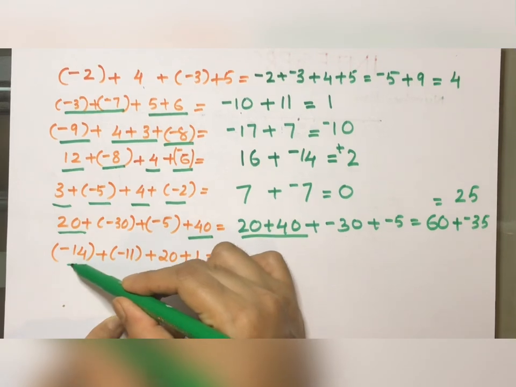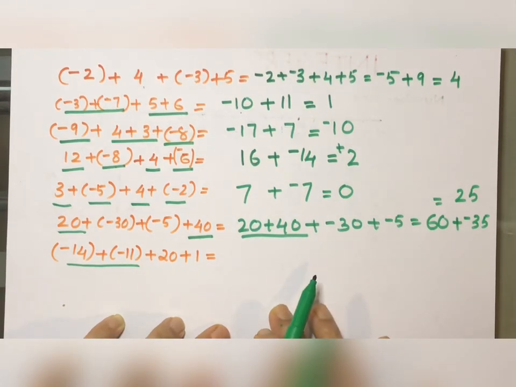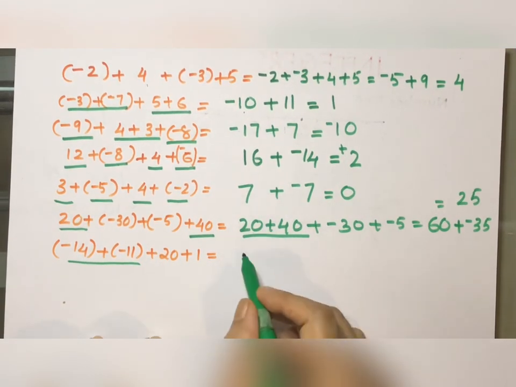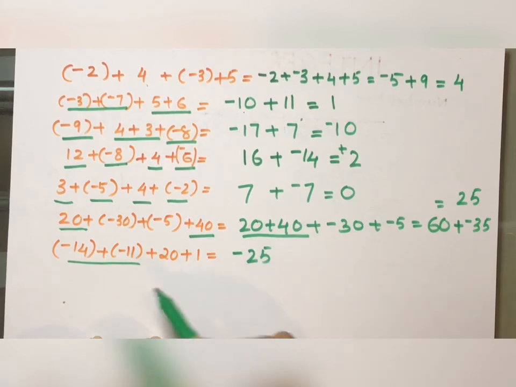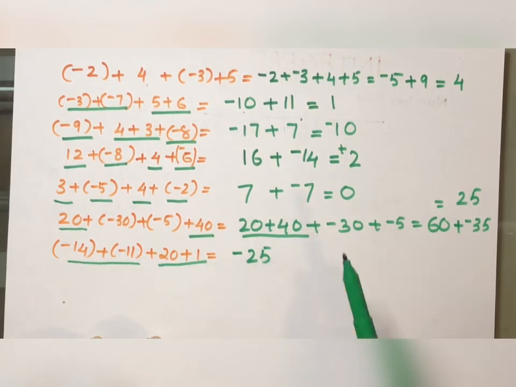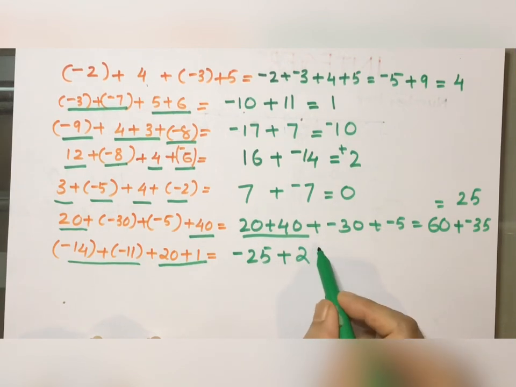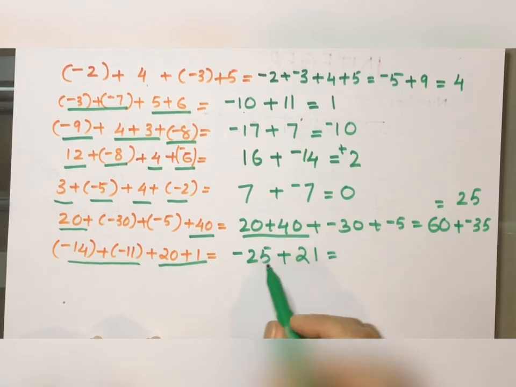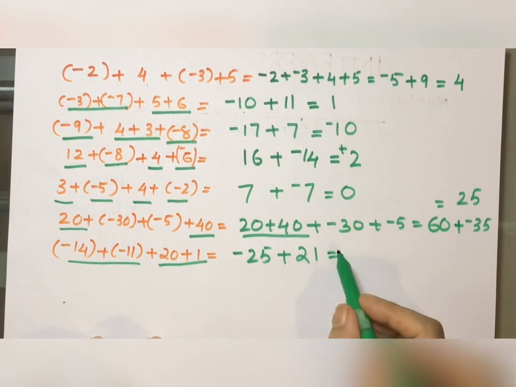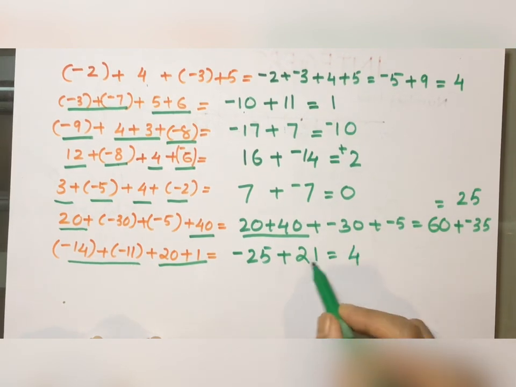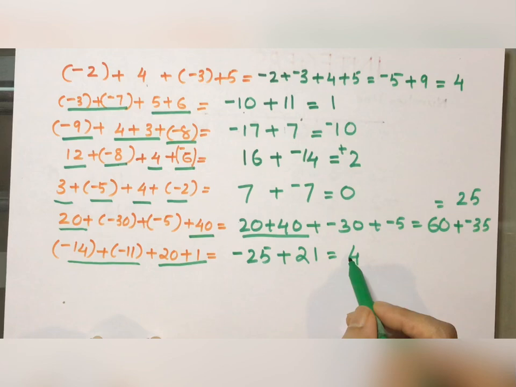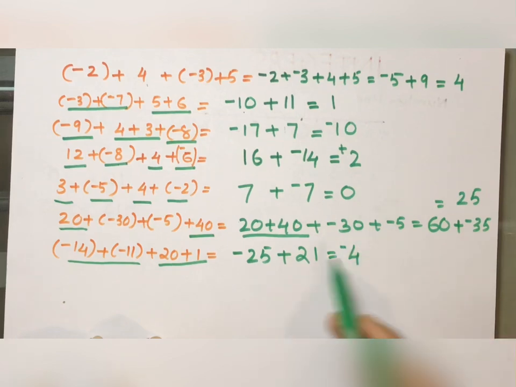Add minus 4 and minus 11 together. Sorry, minus 4 and minus 21 make it minus 25. Then add 20 and 1 together. Add the positive numbers together, that is 20 plus 1 is 21. Now one is positive and one is negative, so subtract. It will be 25 minus 21, it will be 4. It is minus 4 because 25 is negative.